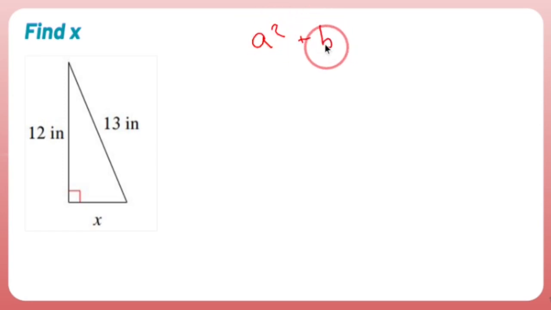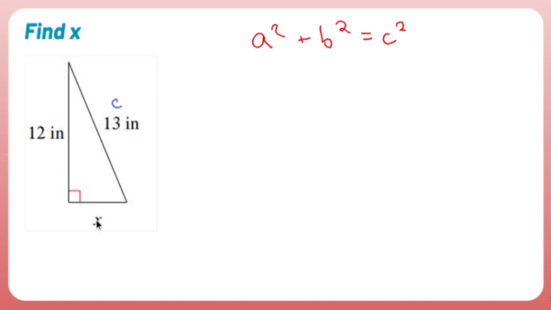called Pythagorean Theorem. A squared plus b squared equals c squared. Now, what's what? Well, to be honest, it doesn't matter which one A or B is, as long as your longest side is C. C is the hypotenuse. C is always going to be the side not attached to your right angle. So C has to be 13 in this case.